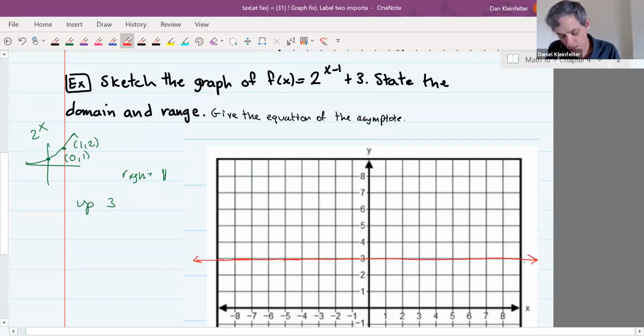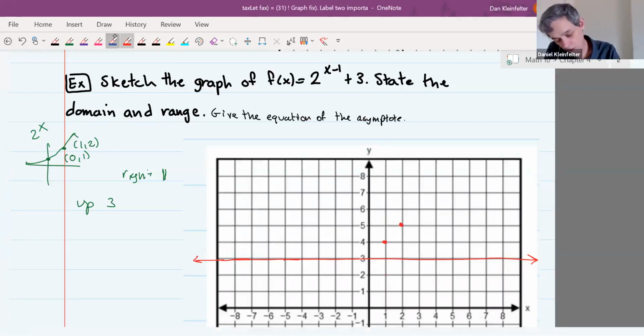Okay, and then the way that I would draw the rest of this is just think about how the important points would have to have moved. We know that on our regular 2 to the x graph, it passes through the points 0, 1, and 1, 2. So I'm going to take that point 0, 1 and move it right 1 and up 3 units. The point 1, 2, we'll take that point and move it right 1 and up 3 units. Okay, so there's those two important points.